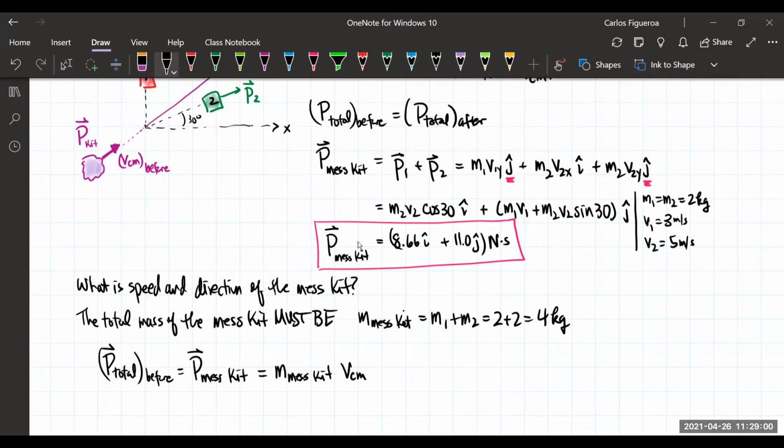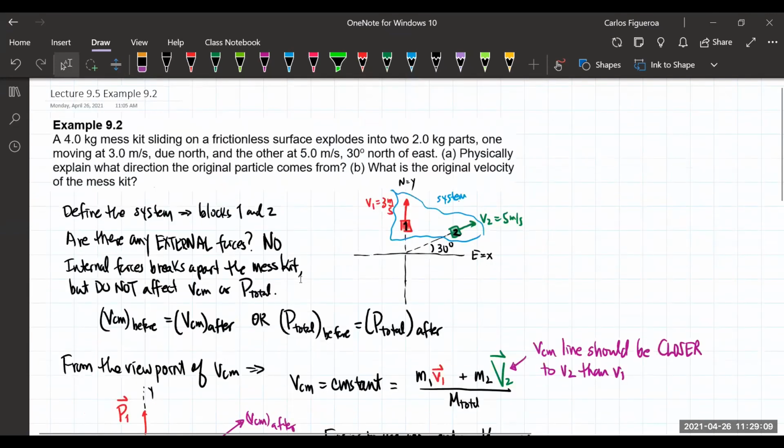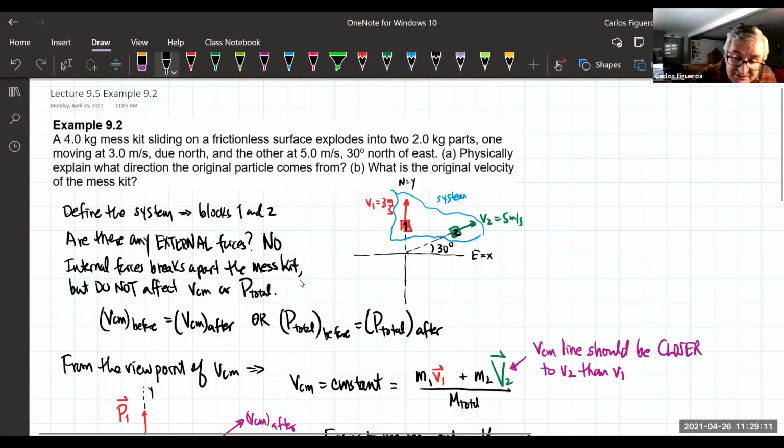Hey, Carlos, can you rewind real quick? How do we know the total momentum before is equal to the momentum after? Like, how do we know there was no impulse? Well, because one, it doesn't say anything. They say that the only thing that happened, right? There's no explanation. There's no external forces. Only external forces can change momentum.